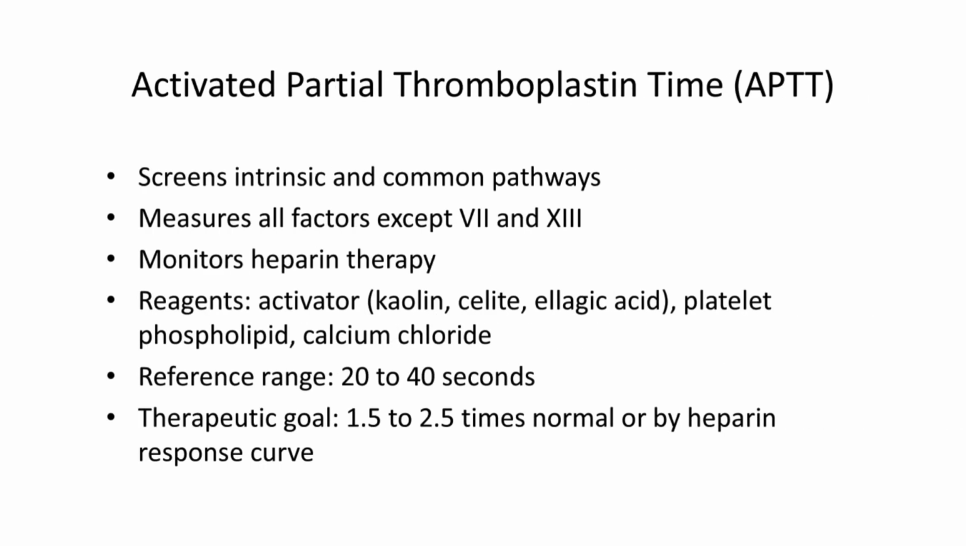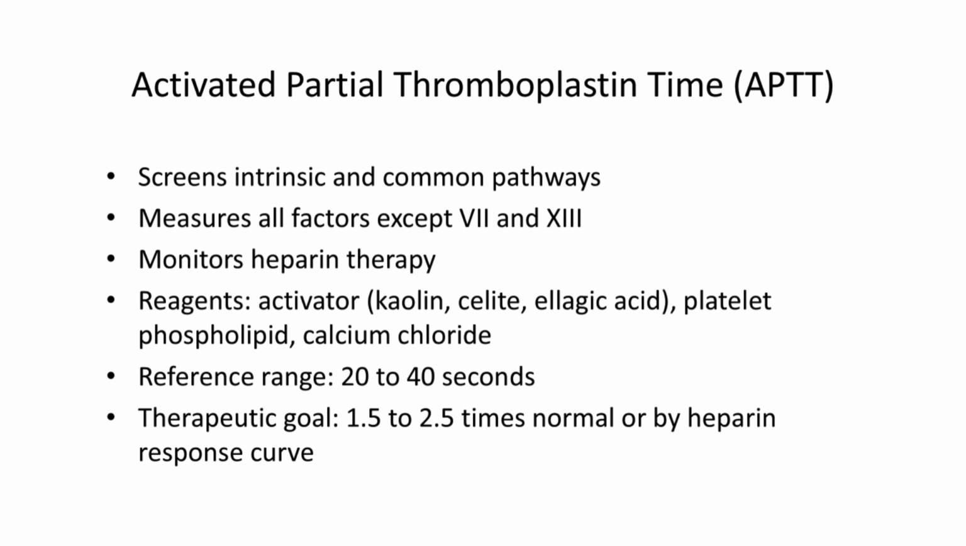The activated partial thromboplastin time screens for the intrinsic and common pathways. It measures all coagulation factors except factors 7 and 13. It is used primarily to monitor heparin therapy. The reagents include an activator such as kaolin, celite, or ellagic acid, along with platelet phospholipid and calcium chloride. The reference range is between 20 and 40 seconds.